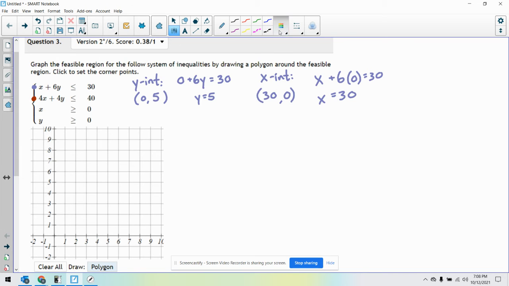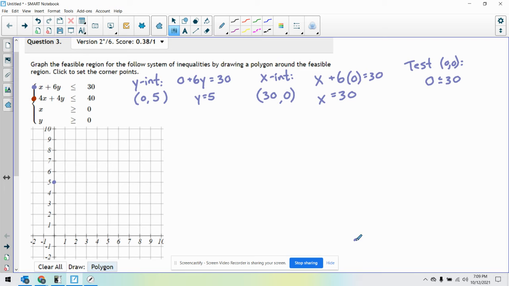Okay, the second one. Oh, before I do that, I'm going to test (0, 0) to see which side to shade. Plug in 0 for x and 0 for y. I get 0 is less than or equal to 30, which is a true statement. So (0, 0) works. So when I graph this, I'm going to shade towards the origin. Now, (0, 5) is right here. And then (30, 0) is going to be somewhere, boom, like way out here.